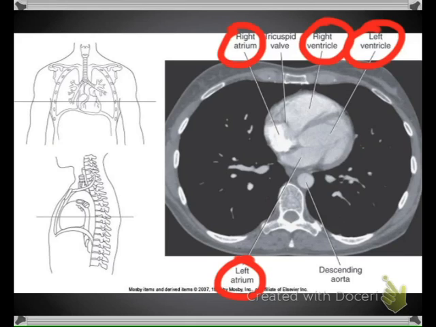We do see that we have the right atrium and the left atrium. And so based on that, we have the right atrium here, left atrium here.